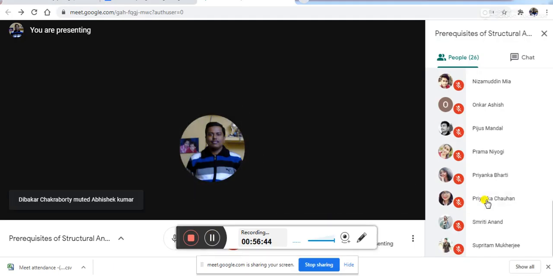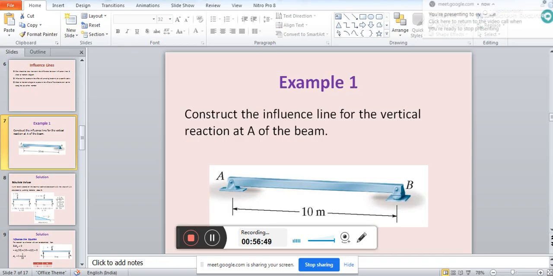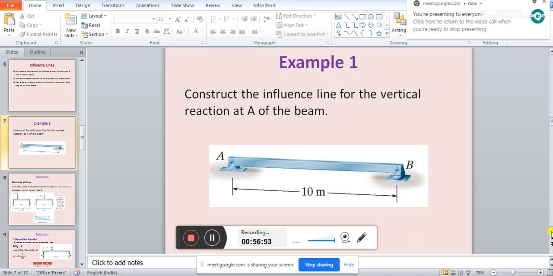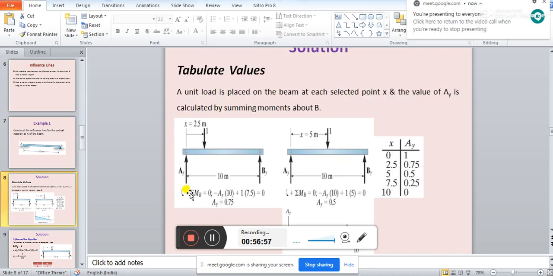So for every position of the load, you will have to find out what is the reaction at A. What is the reaction at A? So to do that, what will you have to do?